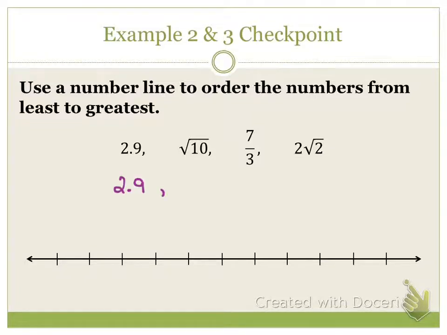What's the square root of 10? 3.16. Alright, what about 7/3? 2.33. And what about 2 square root of 2? 2.83. Okay. Alright, so what is your smallest number? 2.33. What's your biggest? 3.16. That is a really close interval.